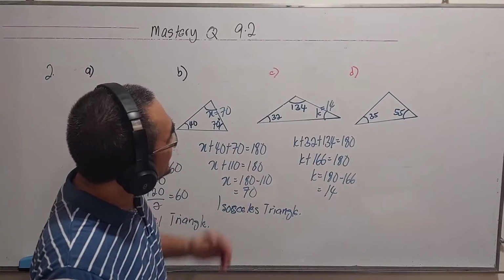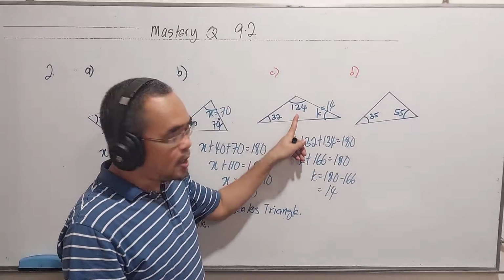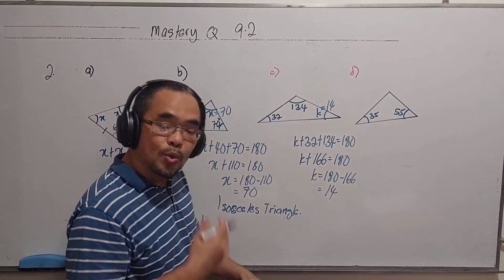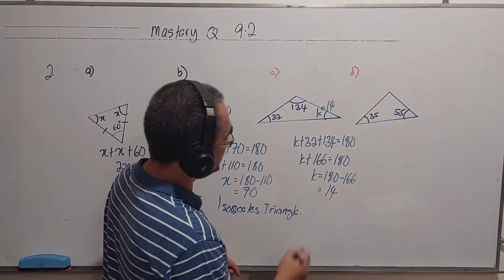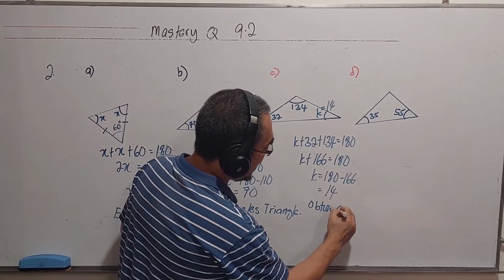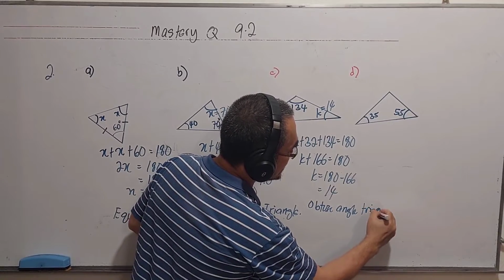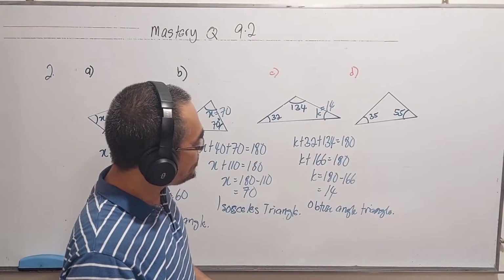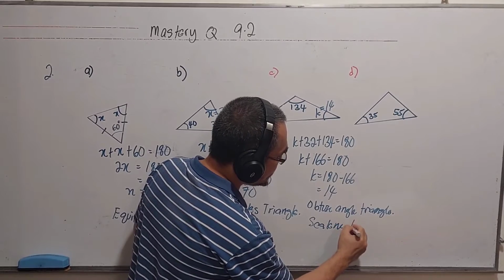Alright, so what is the name? You should note that there is an obtuse angle here. So we could name it an obtuse angle triangle. Another name for this one is scalene triangle.